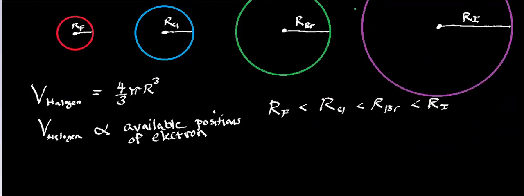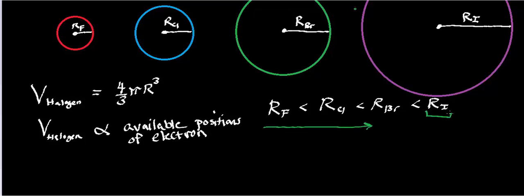Now, the volume of the halogen is not equal to the volume that an electron can occupy. Remember, electrons are contained in orbitals, and orbitals don't actually occupy the whole volume of the atom. But we can say that the volume of the halogen is at least proportional to the available positions that the electron can occupy. In other words, as the atoms get larger and larger towards iodide, there's more volume for the electrons to occupy.